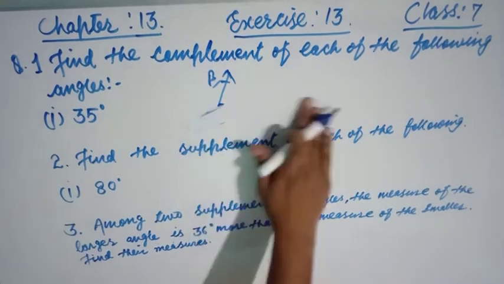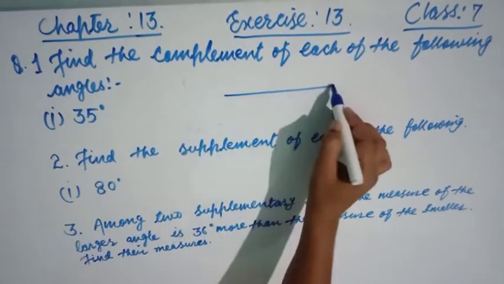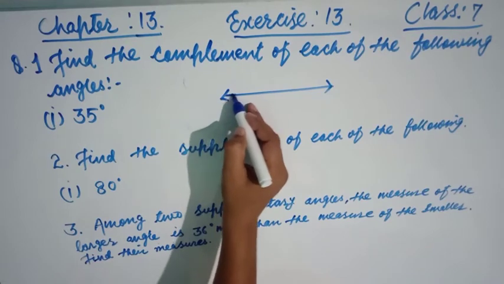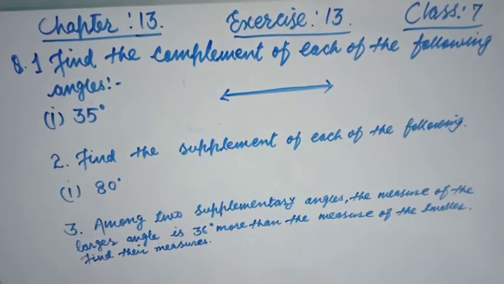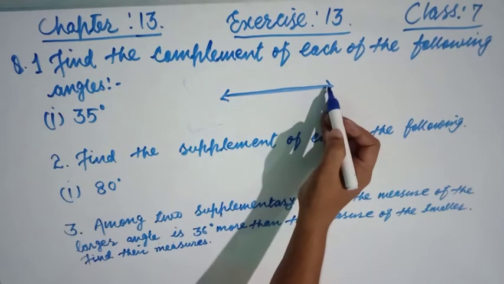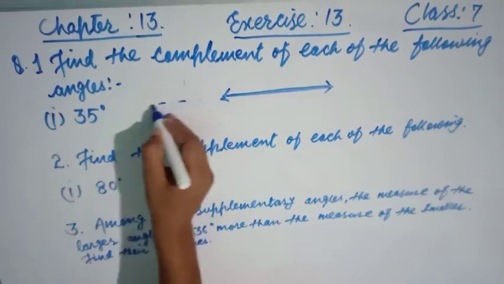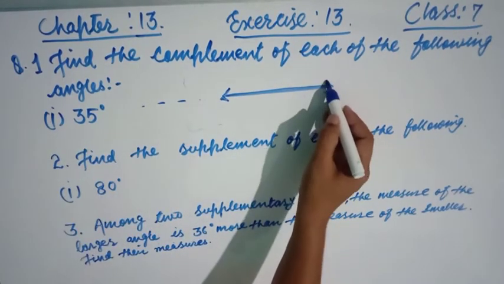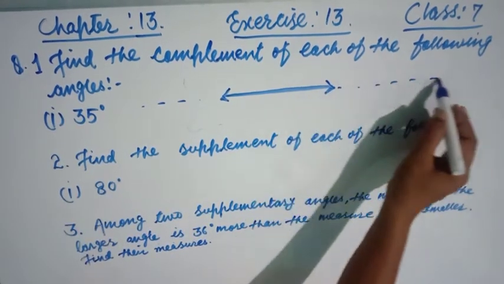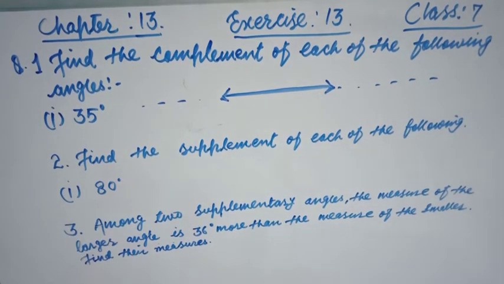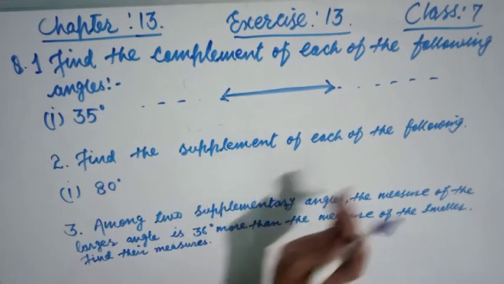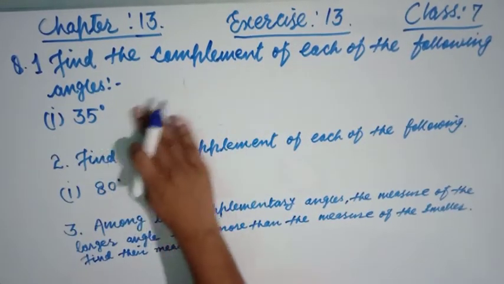Okay, lines, friends, this is a line. A line cannot be drawn on a piece of paper, on the whiteboard or any board, because it has no endpoints. This arrow indicates it goes to infinity, and this arrow also indicates that it goes to infinity. So there is no endpoint, and we can say it cannot be measured. So we cannot draw the line on a piece of paper.